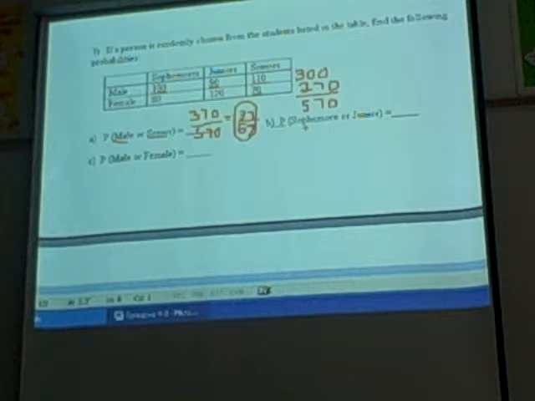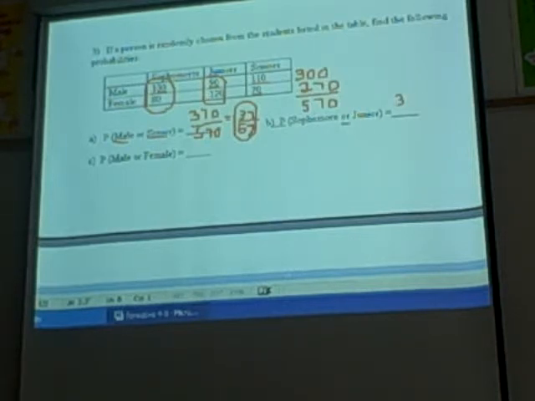So I'm going to add up all the sophomores plus the juniors. So I'm going to add up this column, which is 180, right? 100 plus 80 is 180. Plus the juniors, 90 plus 120 is 210. So 180 plus 210, what's that? 390, close. Yeah, 390. You got a total of 390 sophomores and juniors.